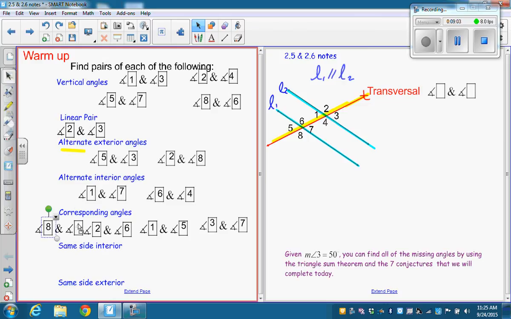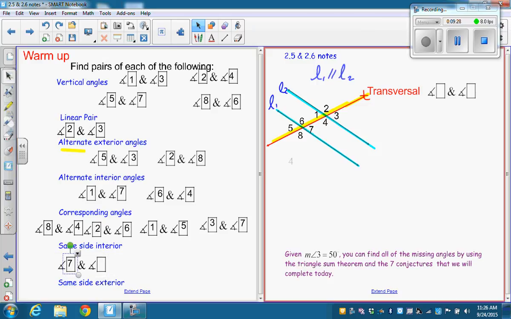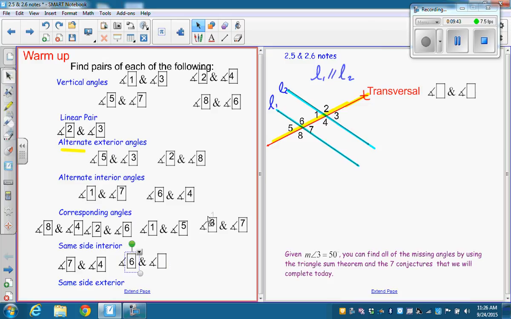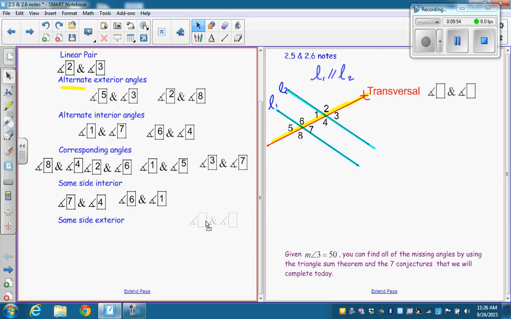Okay, good. Same side interior, not much. So what does that mean? Same side of the transversal and interior to what? Parallel lines. So what is it, Carson? Same side interior, 7 and 4. 7 and 4? What do you think? Yeah. Same side interior, 7 and 4. And Anna, what else? 6 and 1, right. Okay. And then the last one, Dylan, same side exterior? Could be 3 and 8. Yep. What else, Dylan? Right.